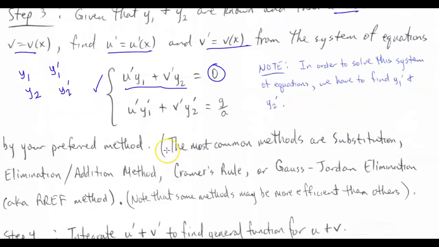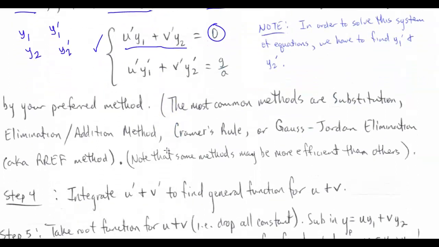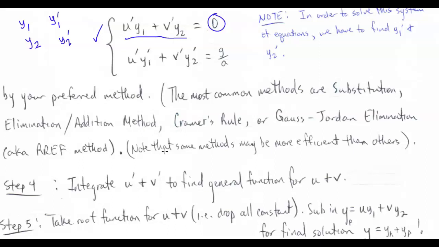And again, we have several ways that we can solve systems of equations. I've listed some here: substitution method, the elimination, or some people call it the addition method, Cramer's rule from linear algebra, or the Gauss-Jordan elimination, or some of you may know it as taking your system, rewriting it as an augmented matrix, and doing row reduced echelon form on it, or the RREF method, okay?